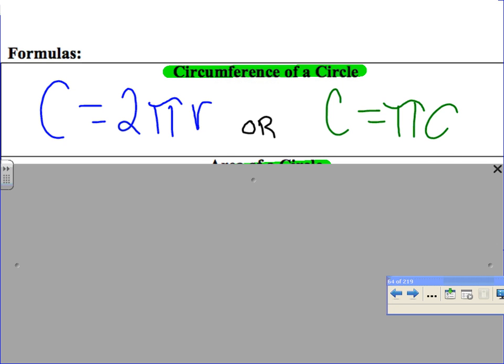Okay, so one of the formulas for circumference is 2 times pi times r. Because 2 times the radius is the same thing as the diameter, the other formula for circumference is pi times diameter. You can use either one. They find the exact same answer. I try to use the one that's easier. For a given diameter, I just use the one with diameter. For a given radius, I use the one with radius.